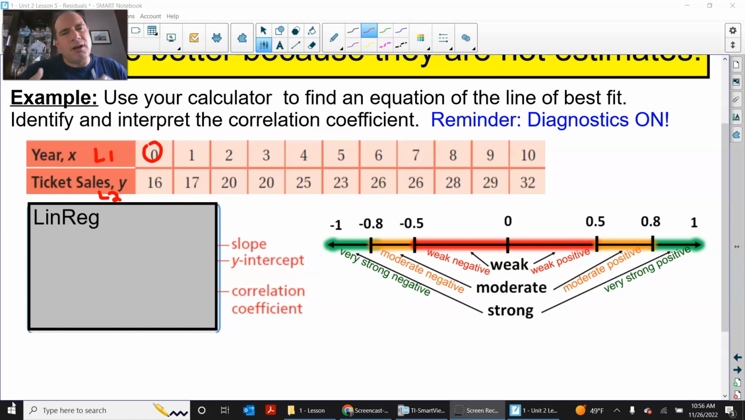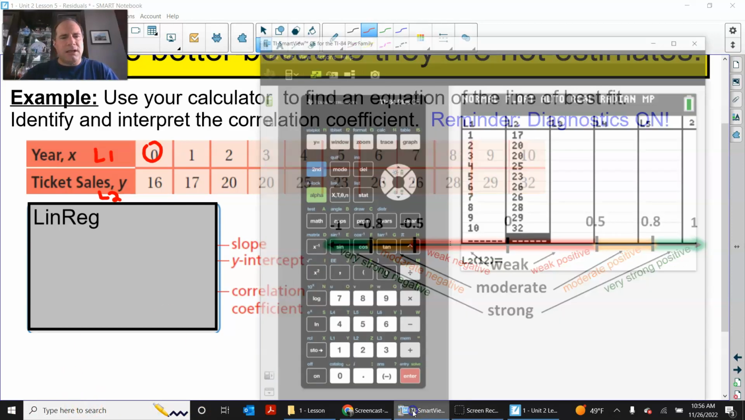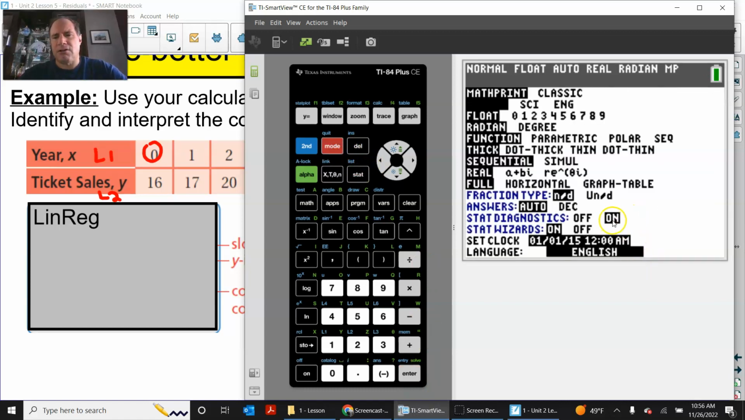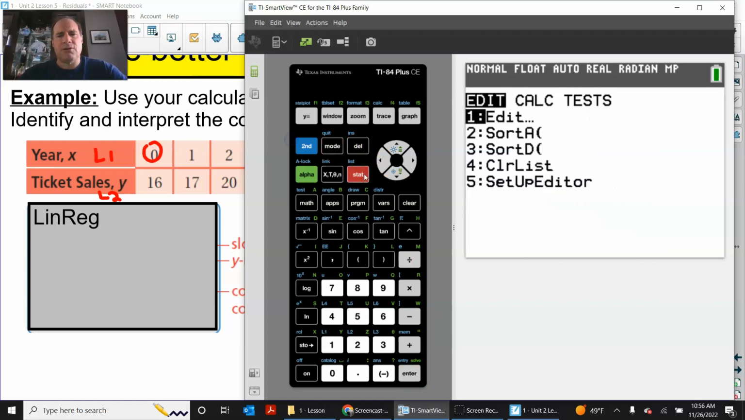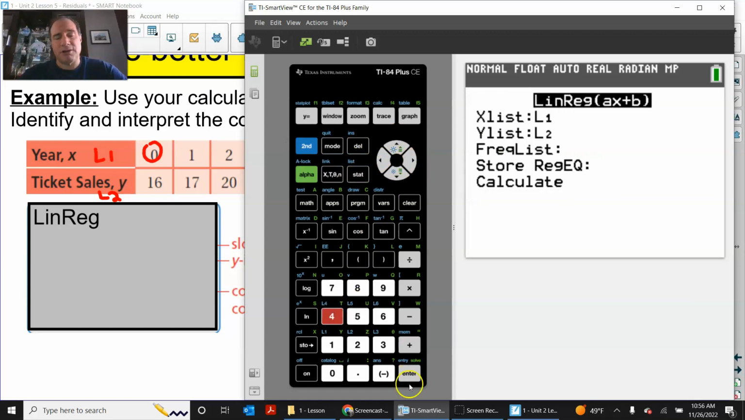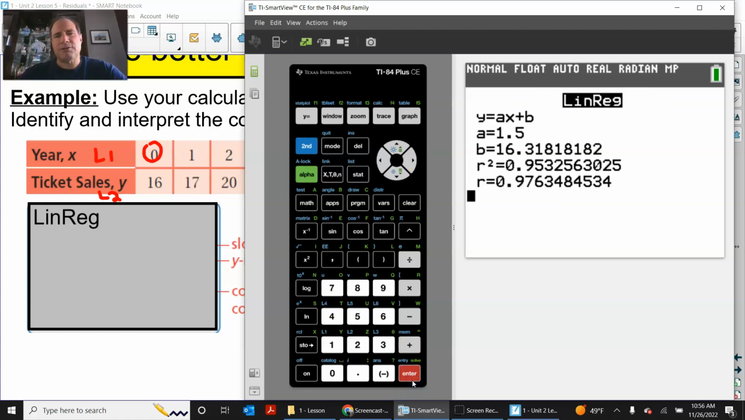So I have all of my data in L1 and L2. I have my calculator right here, and we are going to figure out the linear regression equation, and then we're going to figure out the correlation coefficient, the R. We're going to check, remember that diagnostics is on, so it is. So we're going to go back to stat, and then press calc, and then go down to 4, or press 4. You press enter 4 times, and there are your numbers.